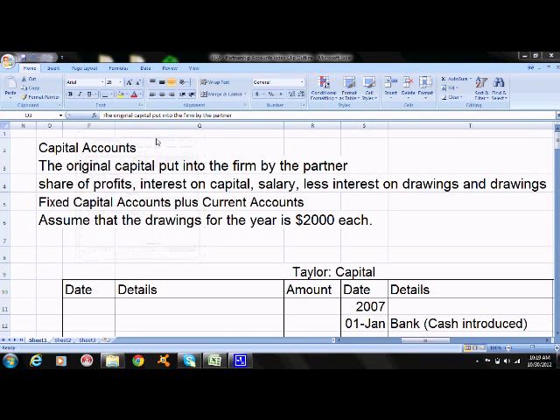Alright friends, now we'll look at something called capital accounts and how we draw them up. Capital accounts consist of the original capital put into the firm by the partner, and also the share of profits, interest on capital if any, salary if any, less interest on drawings if any, and the drawings themselves. In other words, this is really the amount of undrawn profits.